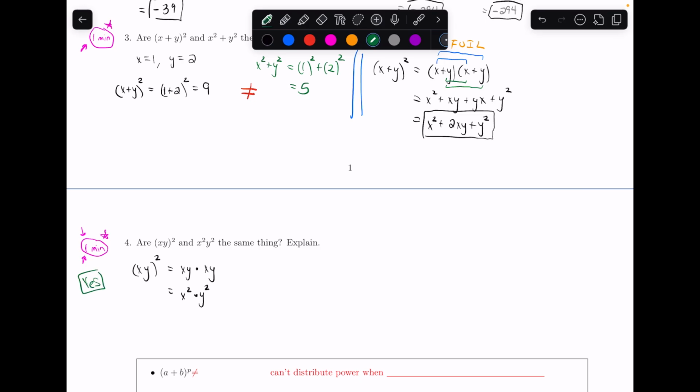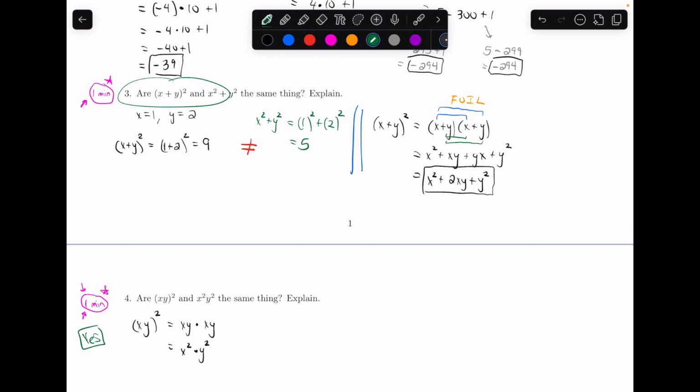And I'm realizing I forgot to write the answer to question 3. Were those the same? The answer is no. We showed that by plugging in some test values and got that they were different.